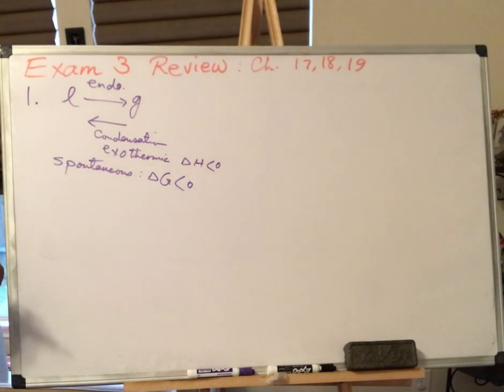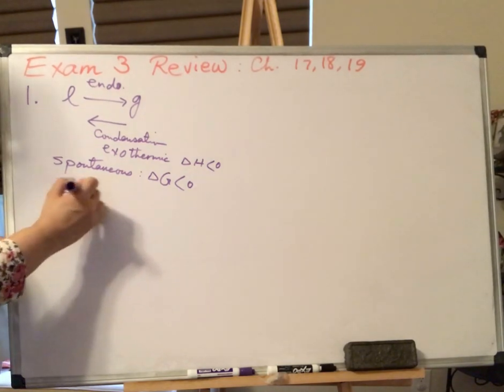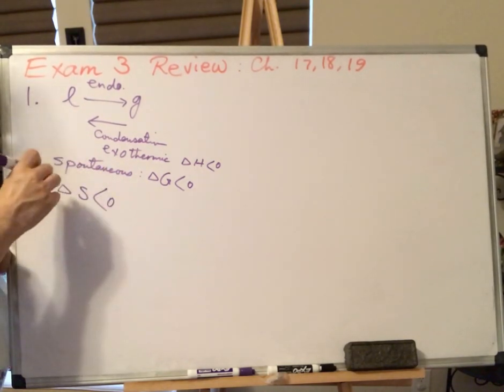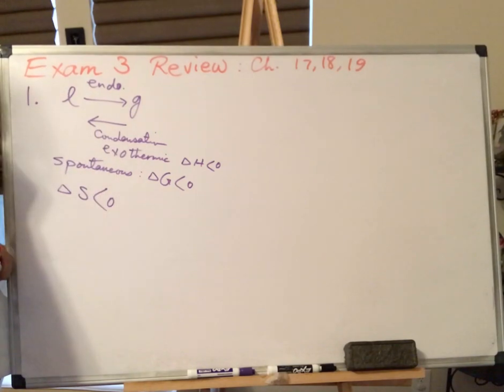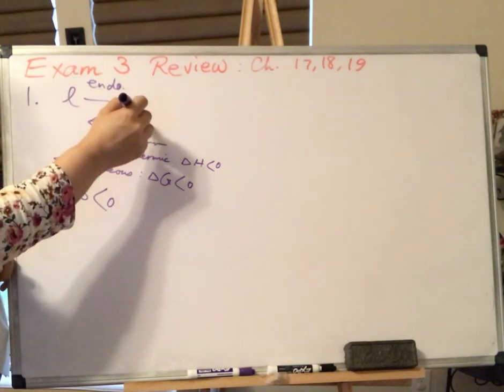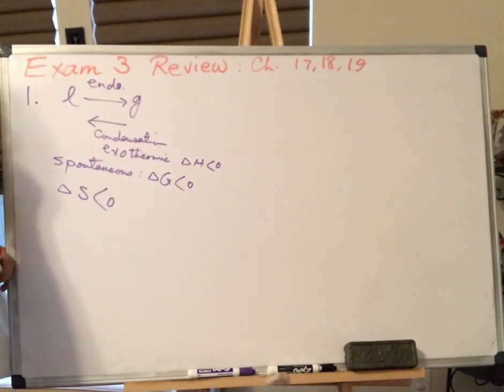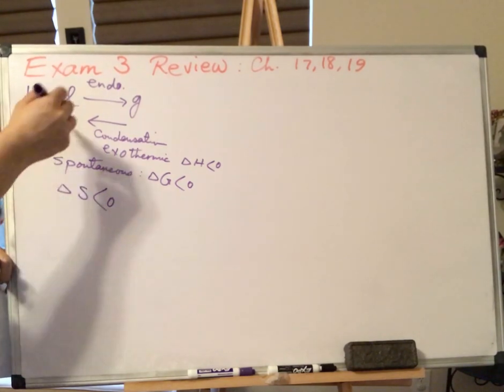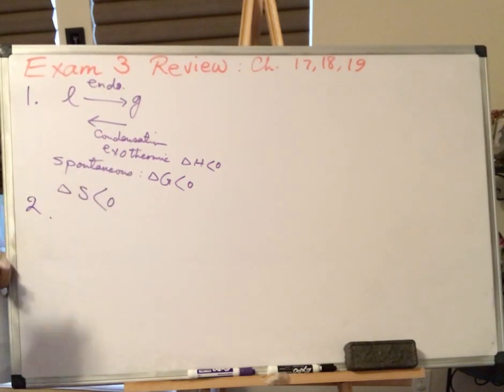Delta H and delta G are negative, and delta S is negative. Why? Because we're going from gas to liquid, and the entropy for gas is more than that of liquid, so delta S is also negative. So B is the correct answer for number 1.